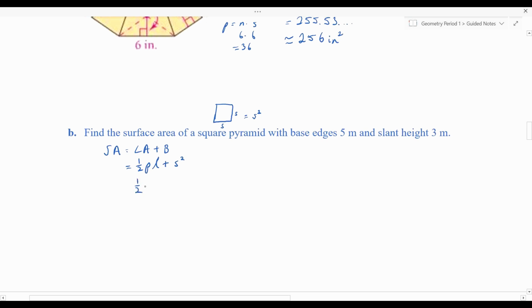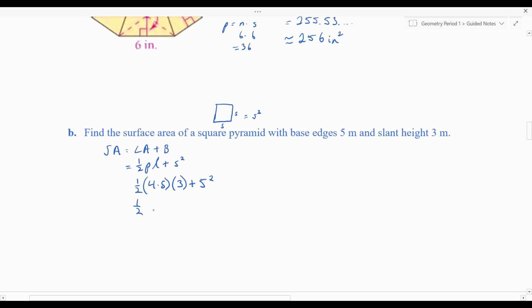So we have 1/2 our perimeter, and our perimeter is going to be 4 sides, right? It's a square, 4 sides, times each side measures 5 meters, so it's going to be times 5. And then we multiply that times 3, which is my slant. The slant is 3. Times 3 plus S squared. We go back to the sides and they are 5, so we put 5 here, and it's 5 squared.